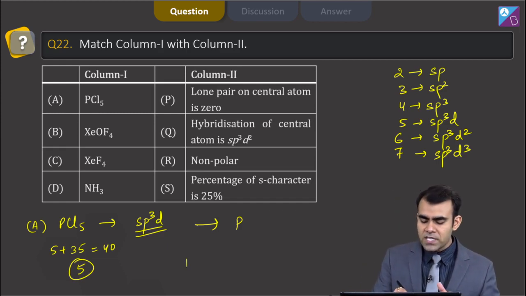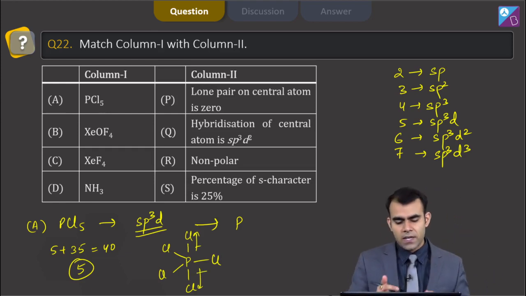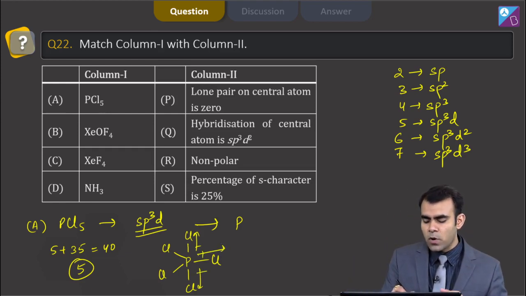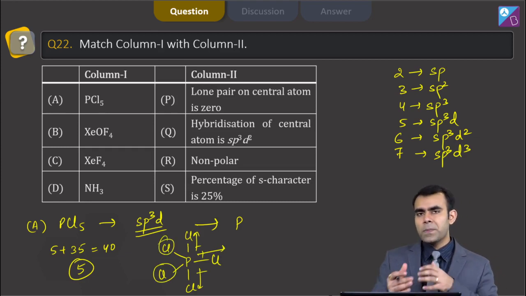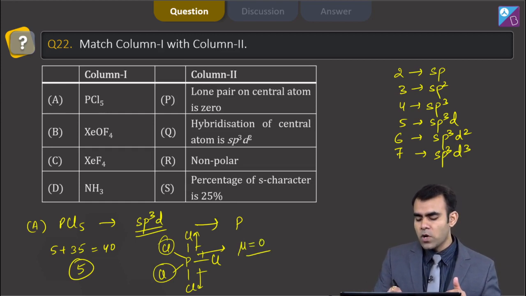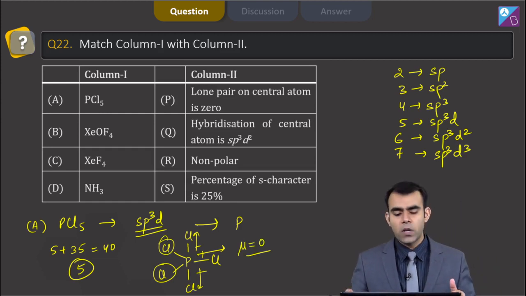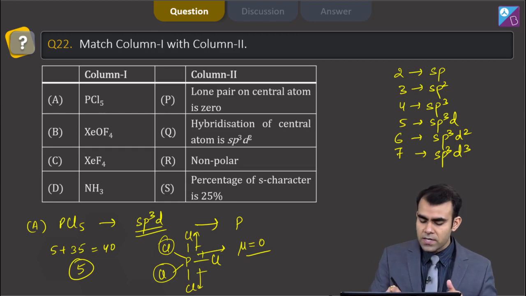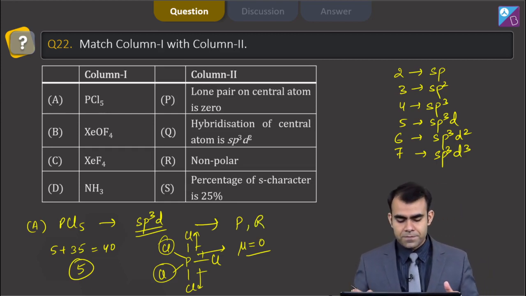Now here the PCl5 structure is trigonal bipyramidal, where these Cl and these Cl cancel out the dipoles of each other. Similarly, this dipole will cancel out the resultant dipole of these two P-Cl bonds. Therefore, the overall dipole moment is 0 and the compound is non-polar. Yes, so P and R.